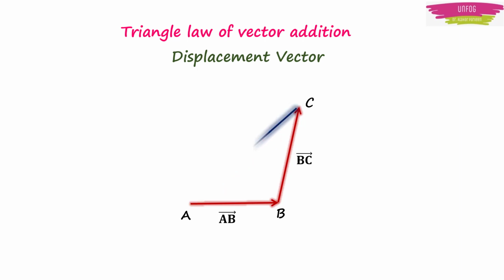In case they are in order with side AC, then the resultant displacement vector has to be calculated by the difference of vector AB and BC. So this is what triangle law of vector addition says.